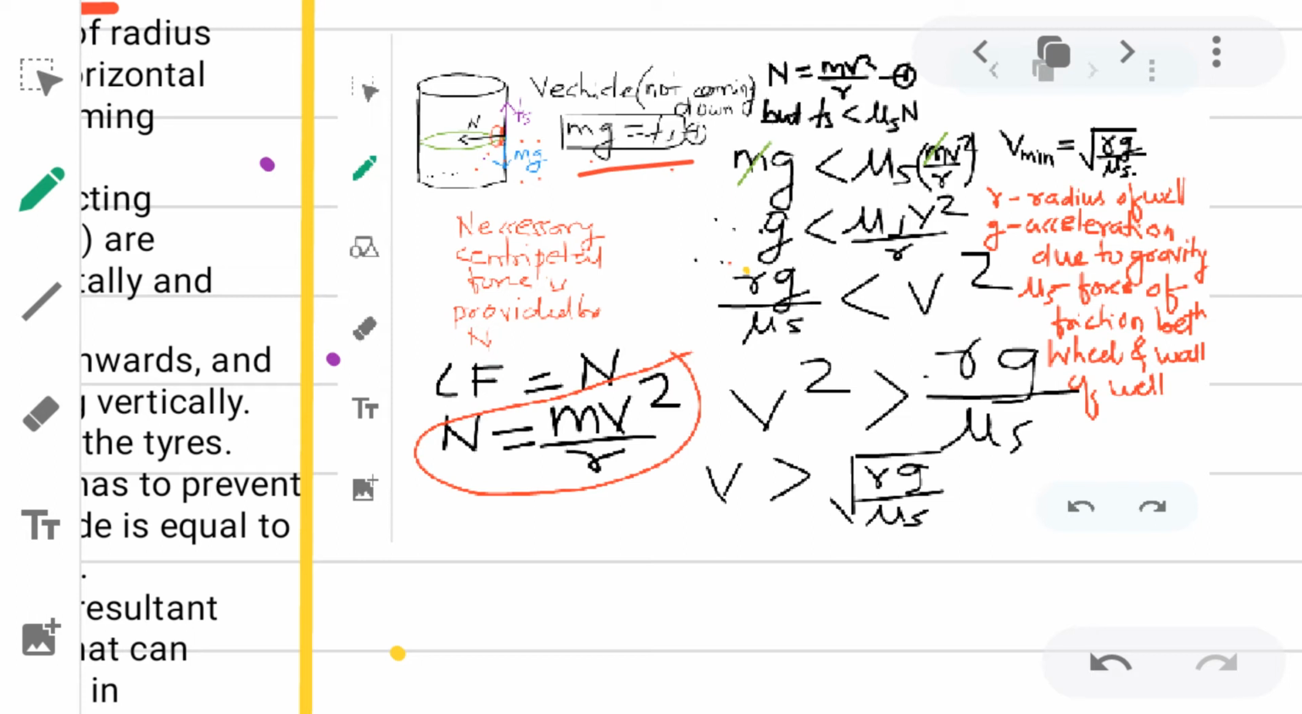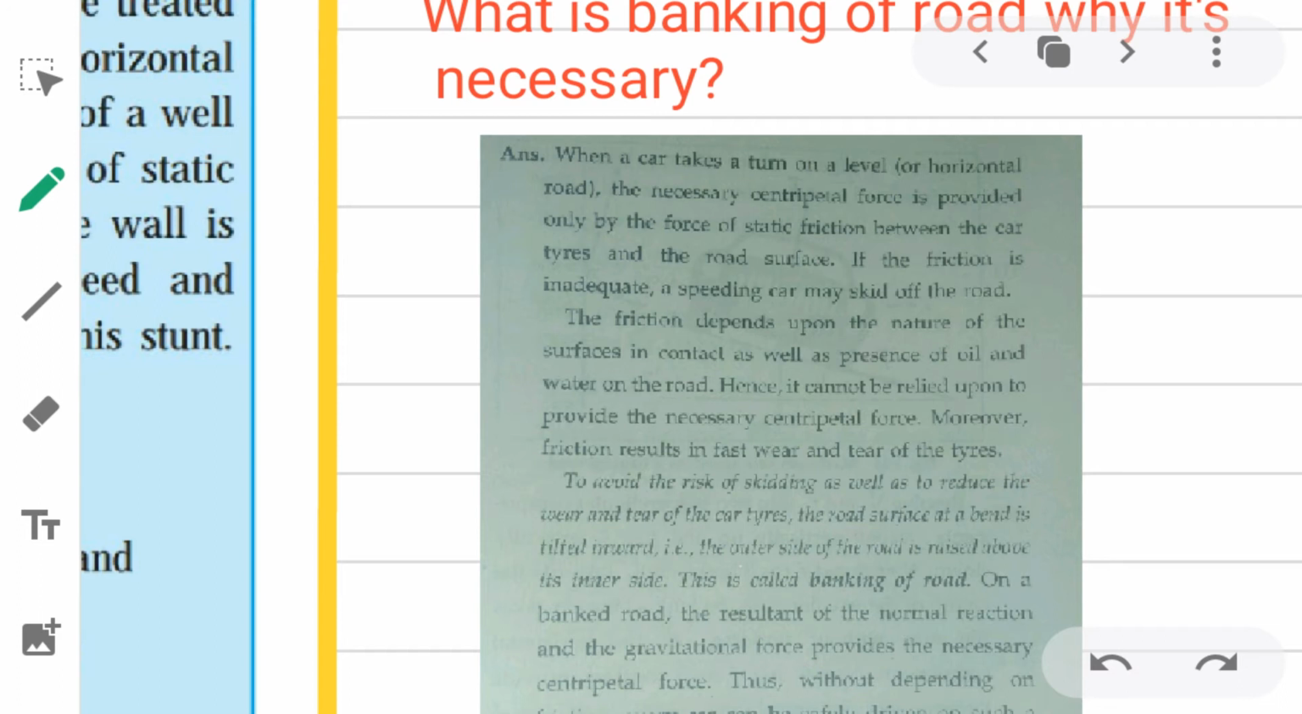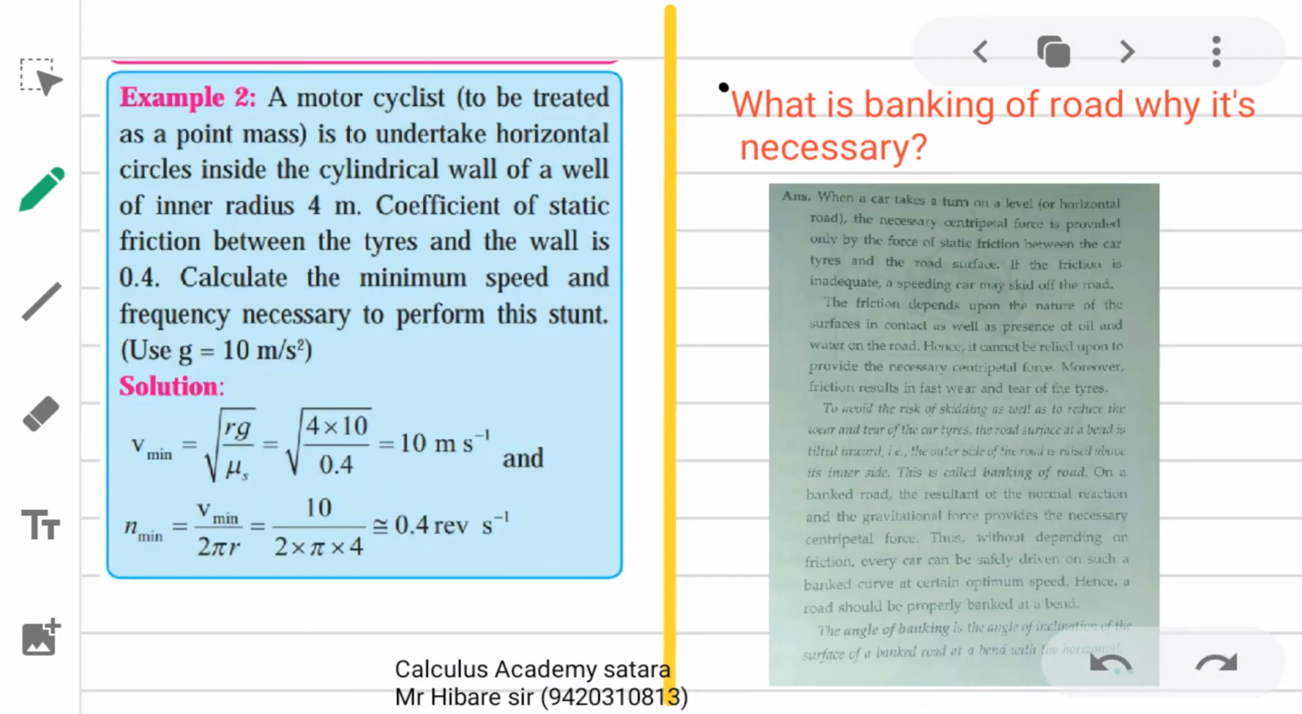Okay, next, why is the banking of road required? Because see here, one question is there. The motorcyclist is to be treated as a point mass, and is to undertake horizontal circles inside a cylindrical wall of a well of inner radius 4 meter. The coefficient of static friction between the tires and the wall is 0.4. Calculate the minimum speed and frequency necessary to perform the stunt. Use g is equal to 10 meter per second square. v minimum is under root rg upon mu s, under root 4 into 10 upon 0.4, that is 10 meter per second.